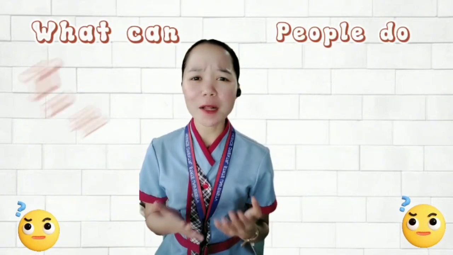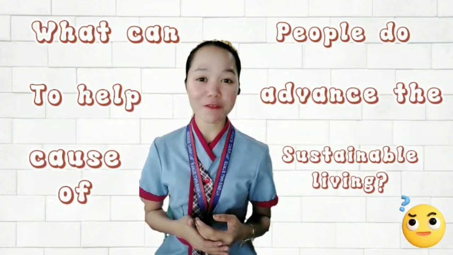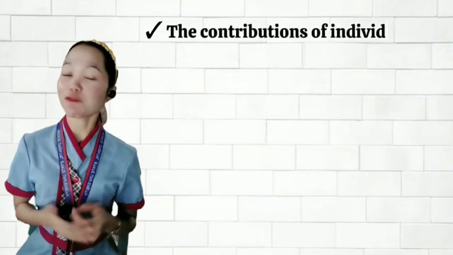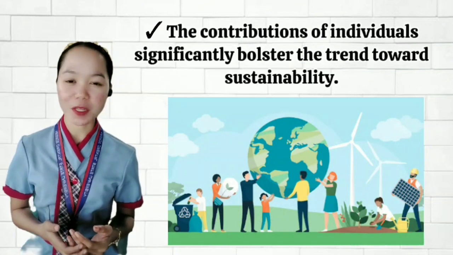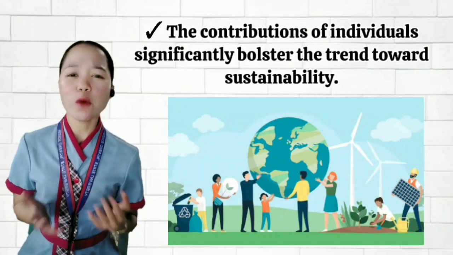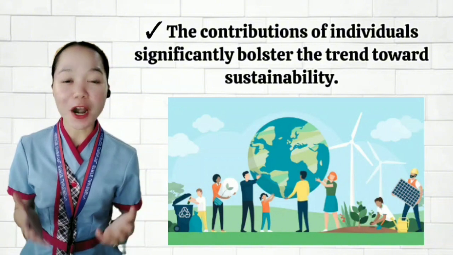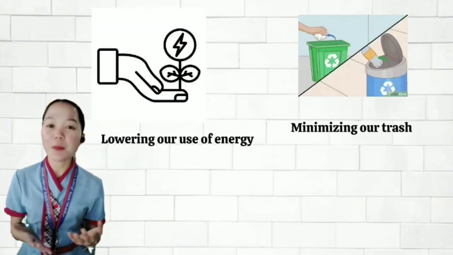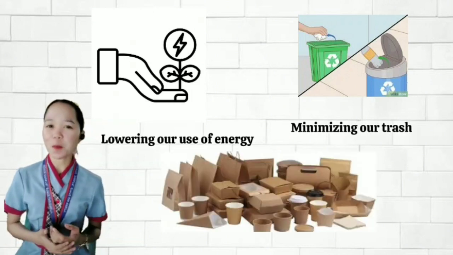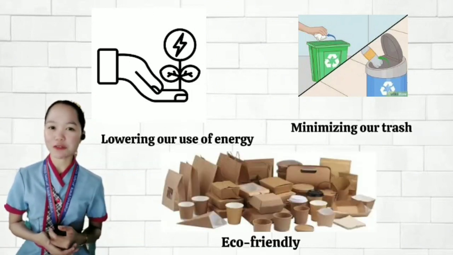For number 3, what can people do to help advance the cause of sustainable living? The contributions of individuals significantly bolster the trend toward sustainability. In our day-to-day lives, we may make decisions that are environmentally aware, such as lowering our use of energy, minimizing our trash, and supporting companies and goods that are ecologically friendly.